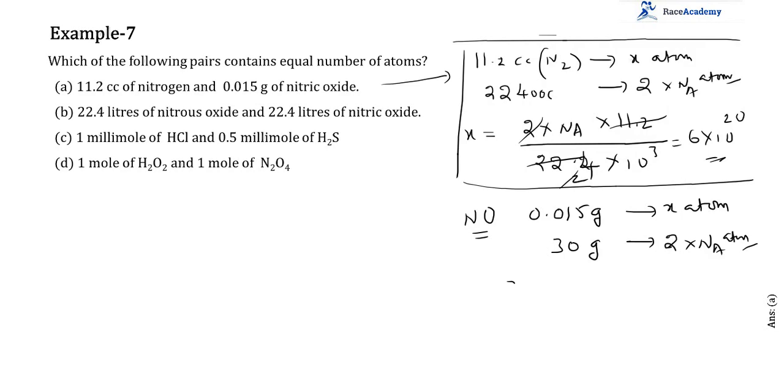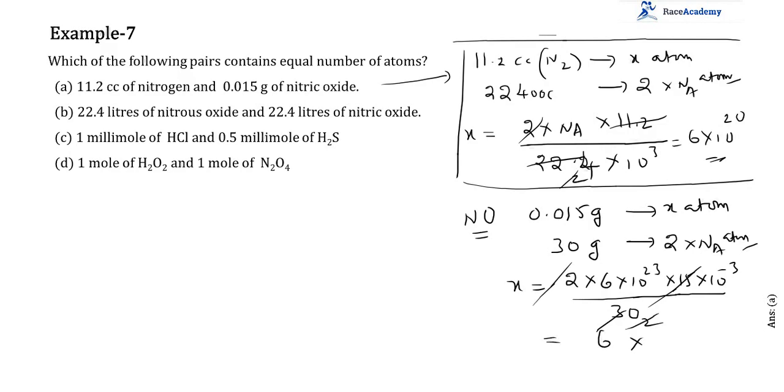It means x is equal to 2 into 6 into 10 to the power of 23 into 15 into 10 to the power of minus 3. I am writing 0.015 as 15 into 10 to the power of minus 3, divided by 30, for convenience. 15 twos are 30, so the 2 gets cancelled, and finally we get 6 into 10 to the power of 20 atoms here also. So in the case of both nitrogen gas and nitric oxide, we have the same number of atoms. So this is the right answer.